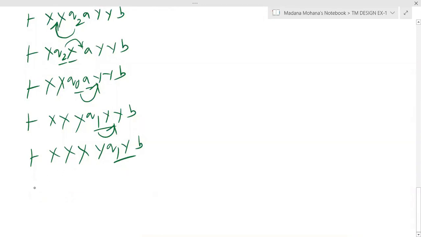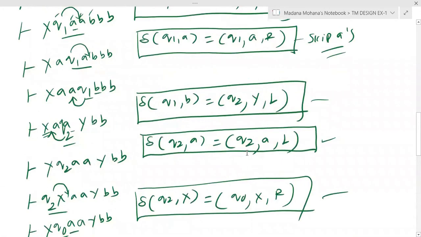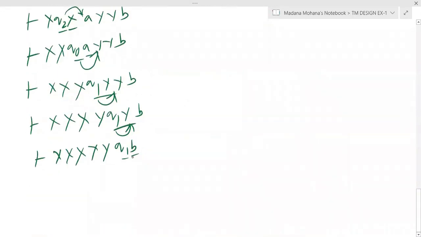Now again here you have to skip. Now X, X, X, then Y. Now Q1 Y: Y is replaced with Y, then it moves right. Now Q1 B. Now you can see your input is B, the state is Q1. That is the third B found now. So for Q1 B, we have the transition here: Q1 B equals Q2, B is replaced with Y, then moves left. So now this B is replaced with Y, then it moves left.